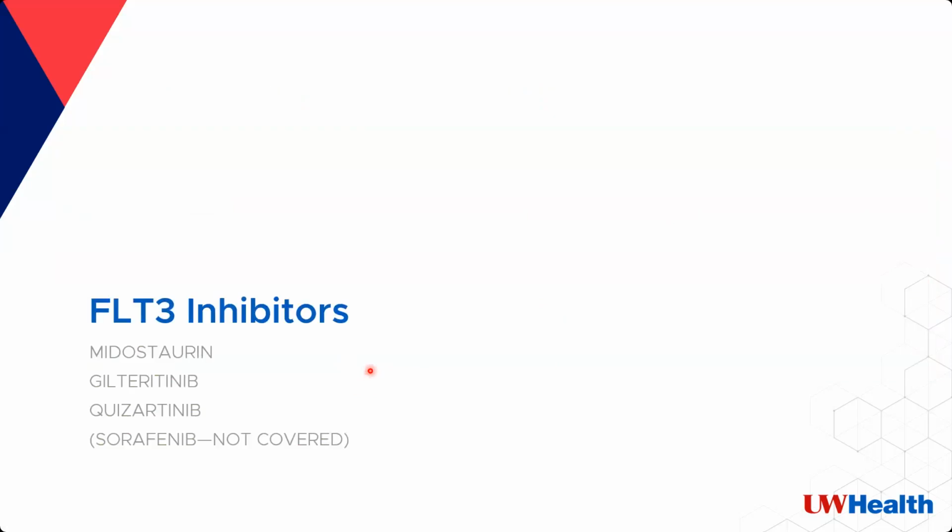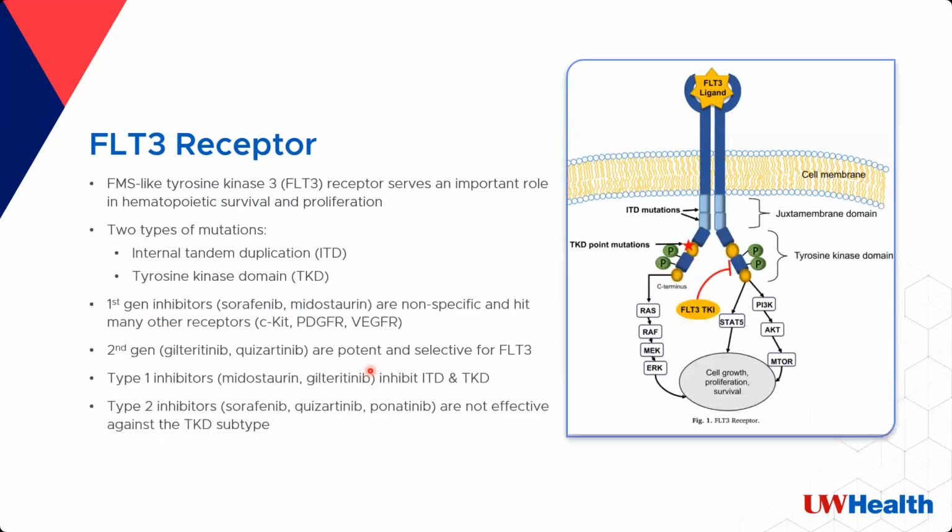Moving on to our FLT3 inhibitors, we have midostaurin, gilteritinib, and quizartinib. For completeness, I want to call out that sorafenib also has FLT3 activity, but it's not used in hematologic malignancies, so it's not going to be covered in this presentation.